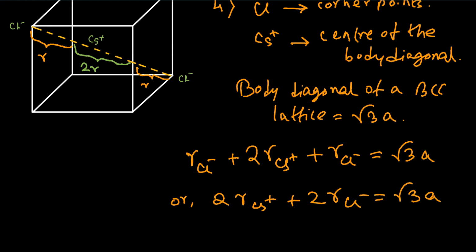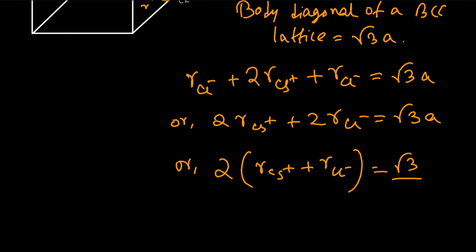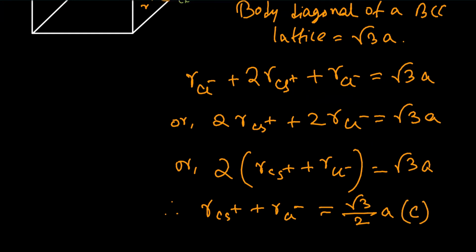Equal to the value of body diagonal, or 2 r Cs plus plus 2 r Cl minus equals root 3a. Okay, or you can take 2 common, so r of Cs plus plus r of Cl minus is equal to root 3a. So finally the expression that you require has arrived. So r of Cs plus plus r of Cl minus will be equal to root 3 by 2 a. And according to this equation, the correct option will be C. Correct answer will be option C.